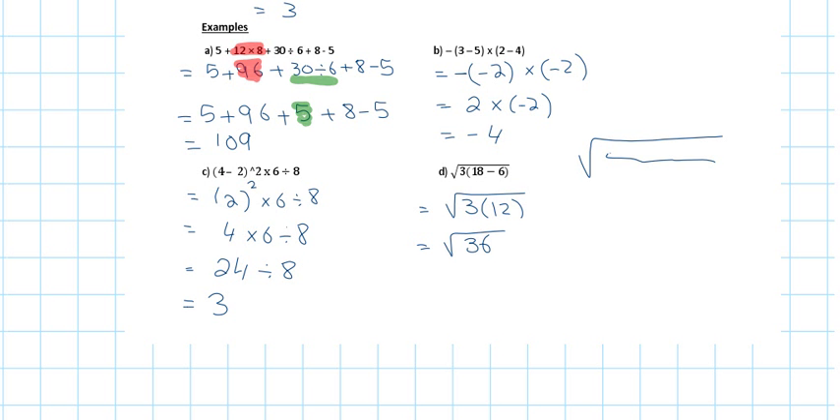Okay? Why is that? Because I want you to pay attention for a second. If I look at 6 squared, what does that give me? 6 to the power of 2. What is that? 36. So when I take the square root of 36, it's going to give me 6. Okay?